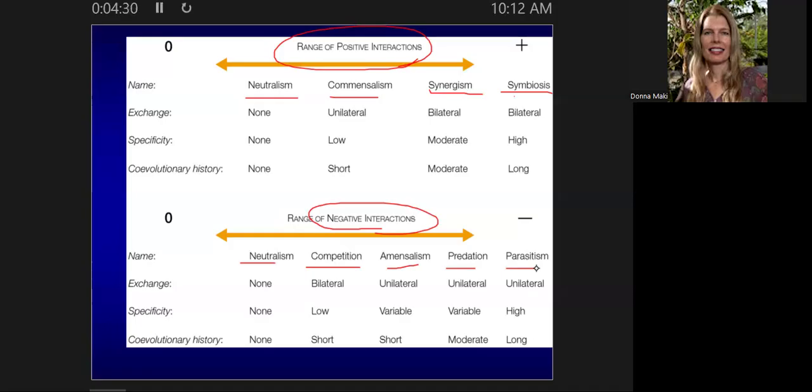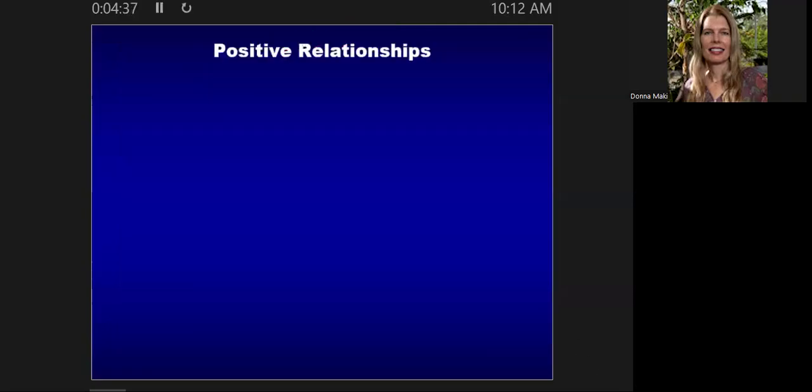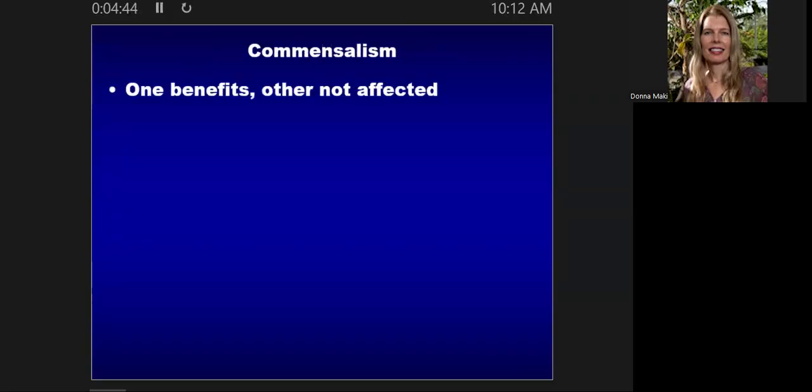So just thinking about some of these terms, we're going to go through some of the interactions here. Let's start with some of the positive ideas and commensalism, which again can be a little gray. Basically, they're thinking about the idea that one organism's benefited, and the other one's not really affected.